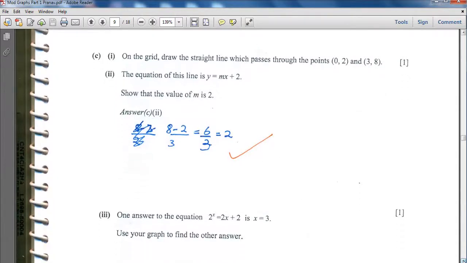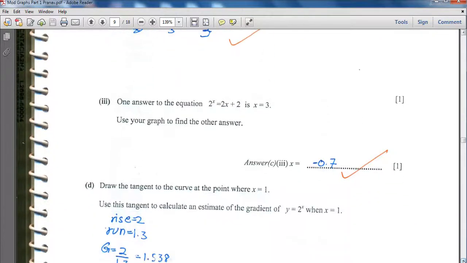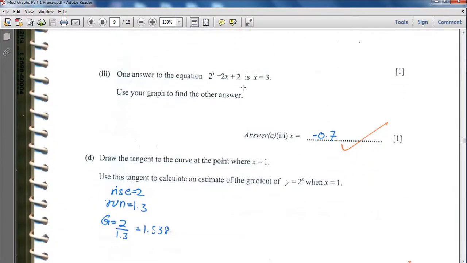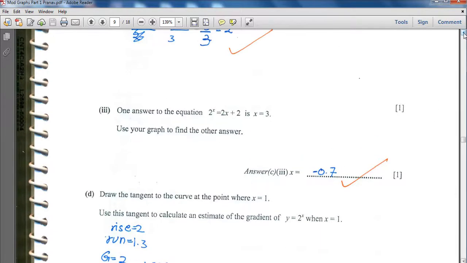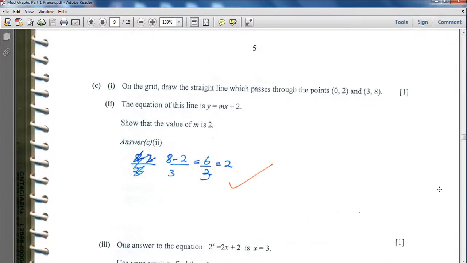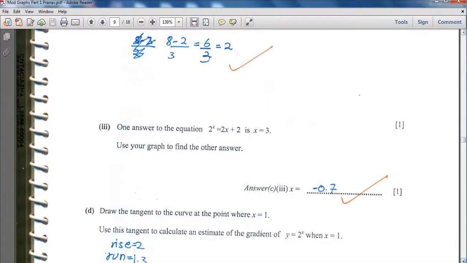All right. Proceeding further, one answer to the equation 2^x is equal to 2x plus 2 is x is equal to 3. Use your graph to find the other answer. When we go back to our original curve, if you note, 2x plus 2 is the same line which we have plotted on the graph, because the gradient of the line is 2, and of course if it passes through the point (0, 2), the intercept is also 2. So 2x plus 2 is the line which we've already plotted on the curve. So one solution is x equal to 3, and we need to find out the other solution.